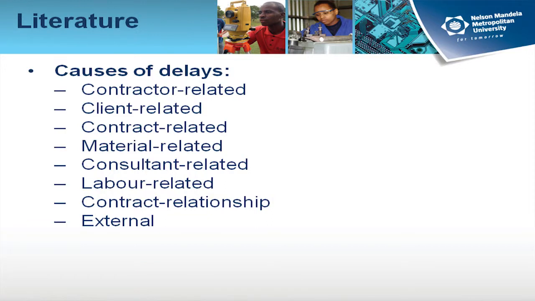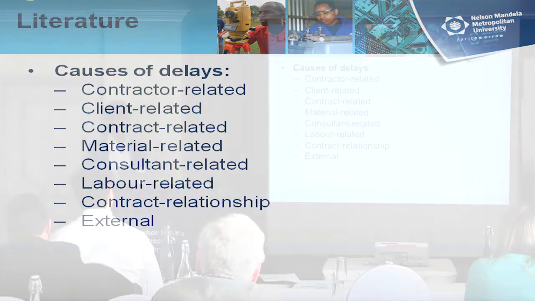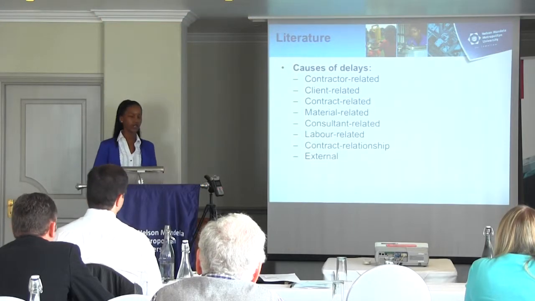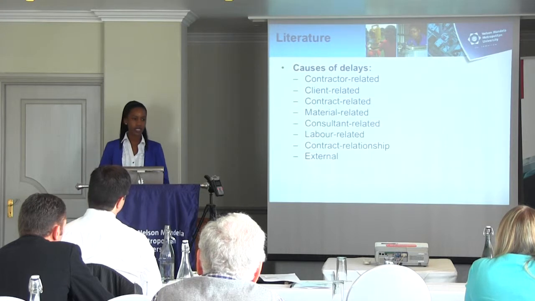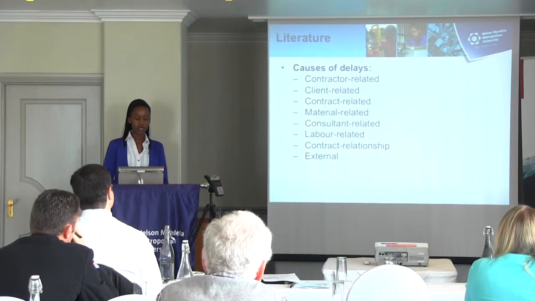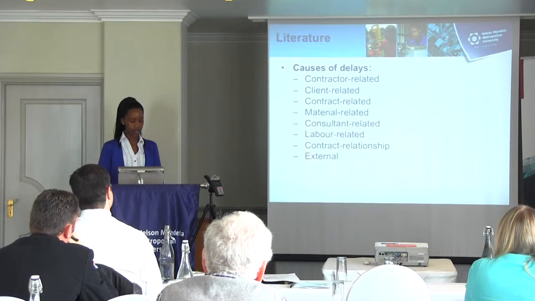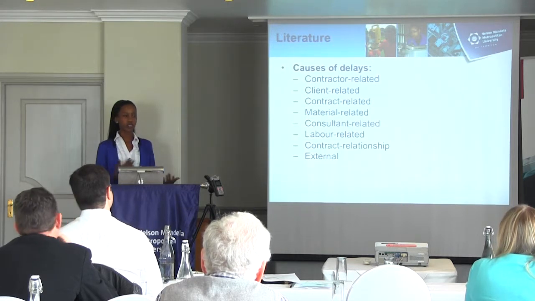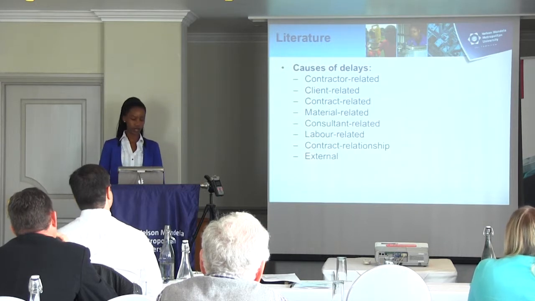Now, there are 8 different categories of causes of delays, the main one being the contractor-related causes. Now, that would include factors such as the contractor's experience, how organized the contractor is, and the financial implications that the contractor has towards the project. Secondly, we have client-related causes. That's now the financial standing of the client, how quickly the client makes his payments. Thirdly, we have contract-related factors and material-related factors. Those now would be sourcing of materials, if there's shortages, that could cause delay as well.